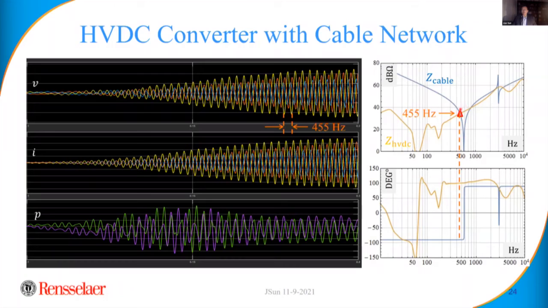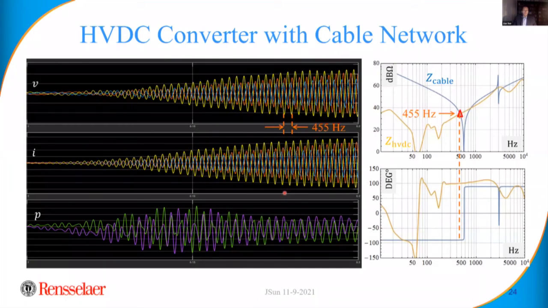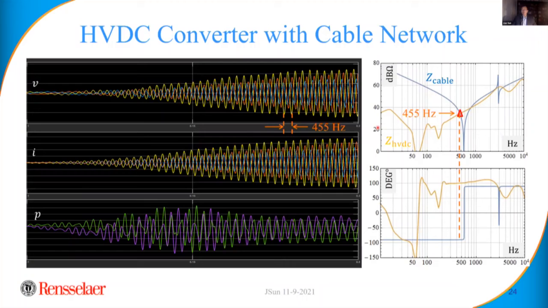So when you have a resonance with the cable network, that becomes unstable resonance, and this will lead to this growing harmonic at that 455 hertz that you can predict from this analysis. And what this means is that the offshore wind farm cannot start. You cannot energize. You cannot establish the offshore AC grid voltage. To solve that problem, we have to modify the control, for example, right, to avoid that resonance.